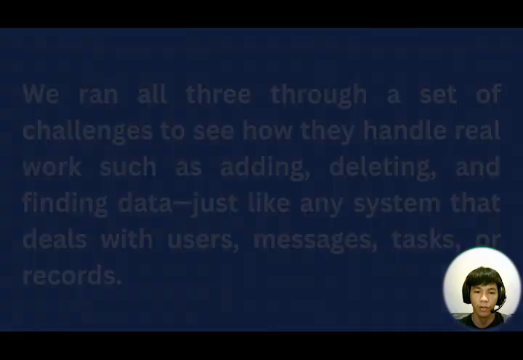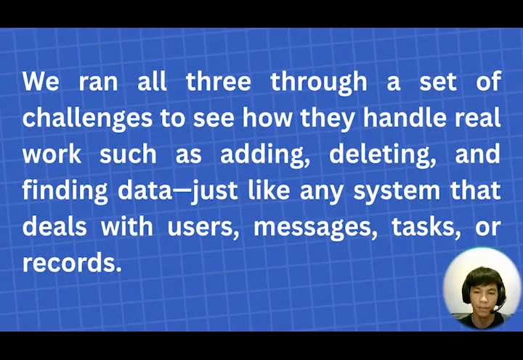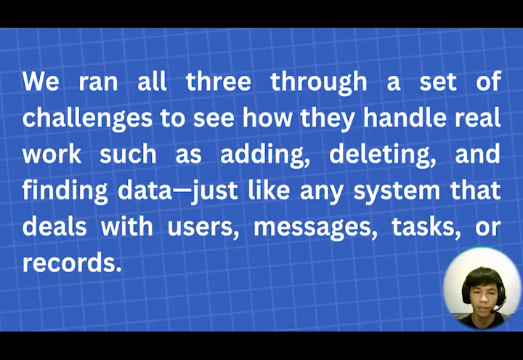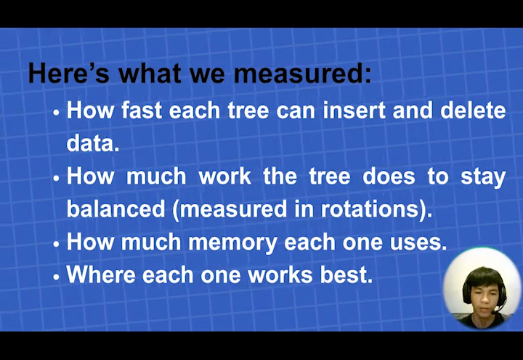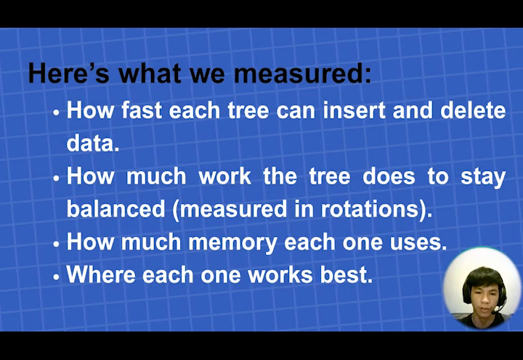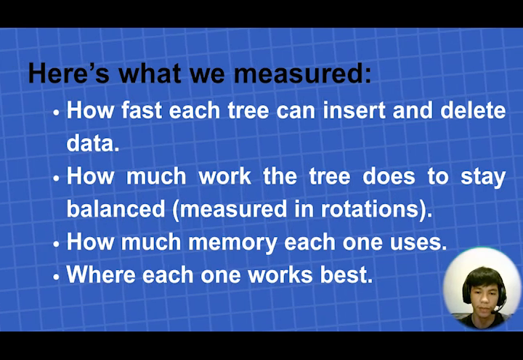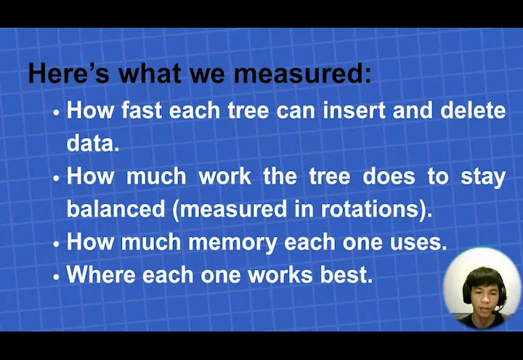We ran all three through challenges to see how they handle real work such as adding, deleting, and finding data, just like any system that deals with users, messages, tasks, or records. Here's what we measured. How fast each tree can insert and delete data. How much work the tree does to stay balanced, measured in rotations. How much memory each one uses. And the last one is where each one works best.